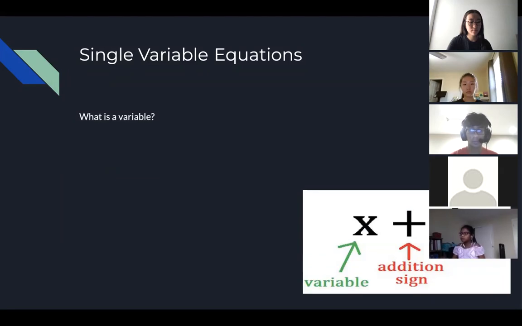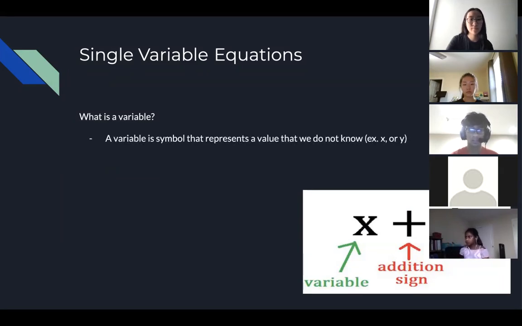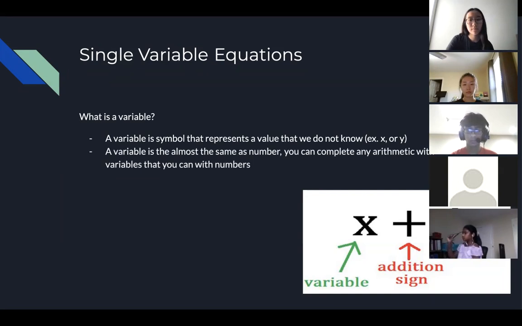So single variable equations. What is a variable? A variable is a symbol that represents a value that we don't know. So for example, this could be X or Y. And a variable is almost the same thing as a number. You can do any arithmetic you want with that variable that you can do with numbers. So for instance, 6y is going to be equal to 6 times y.